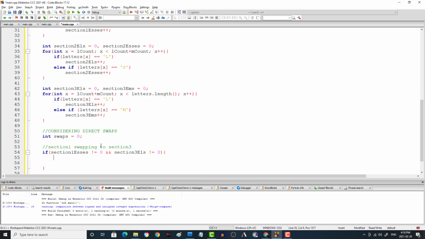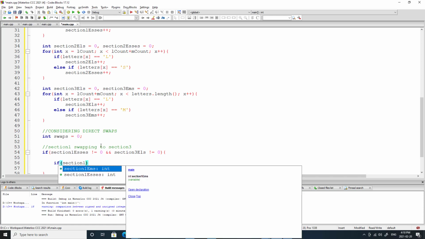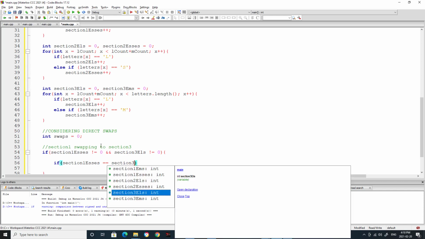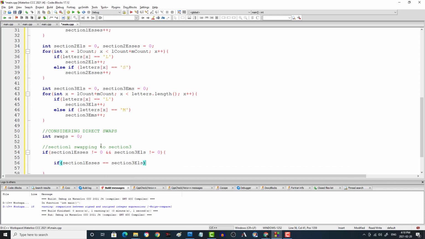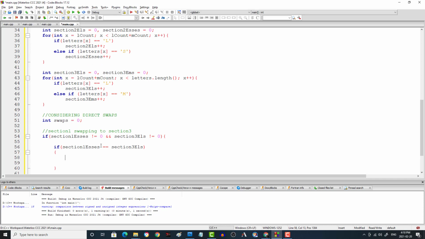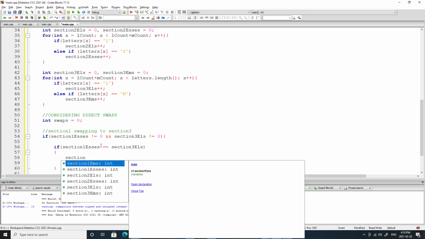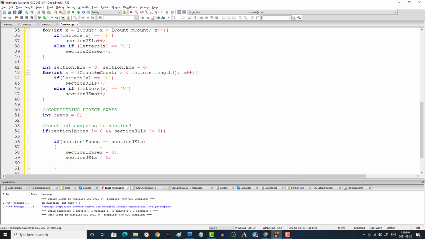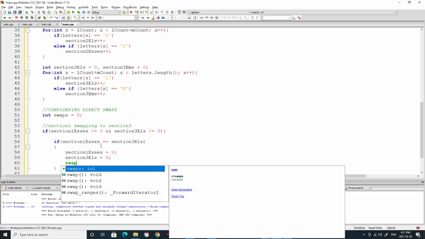Okay, so what we can do is we can then say, look, now here's the ideal situation. If section 1 S's is equal to section 3 L's, okay, that would mean that we could swap all of the S's in section 1 with all of the L's in section 3. Okay, so then what would happen? Well, that would mean that in section 1, the S's would become 0. It also means that in section 3, the L's would also become 0. And it would also mean that we would need a certain number of swaps.